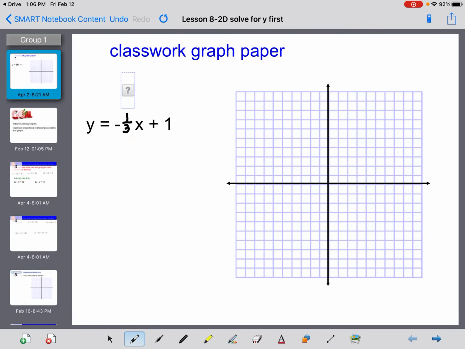This is lesson 8-2D from the Algebra Readiness textbook. For today's lesson, work the study guide problem first, then continue the video when you're ready to compare your answer to mine.